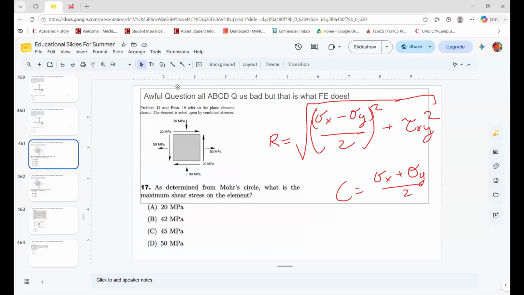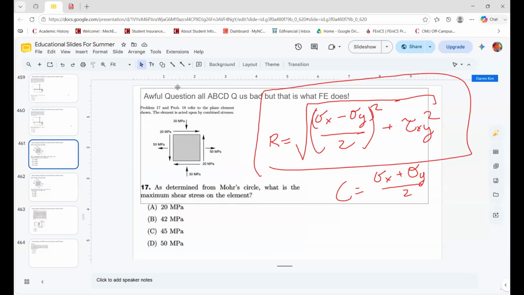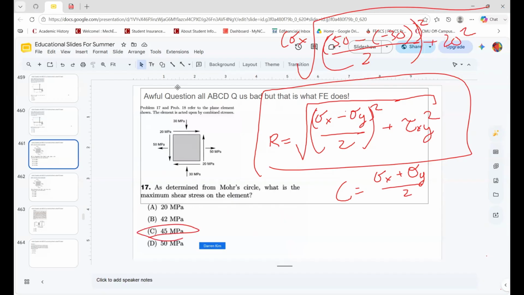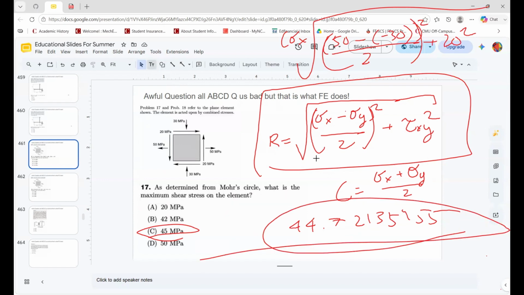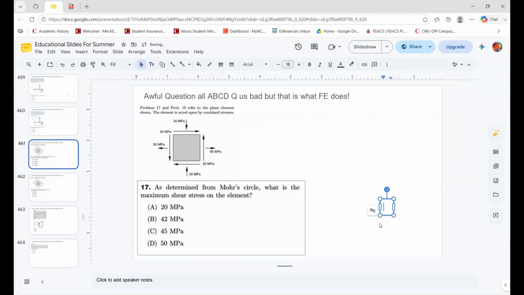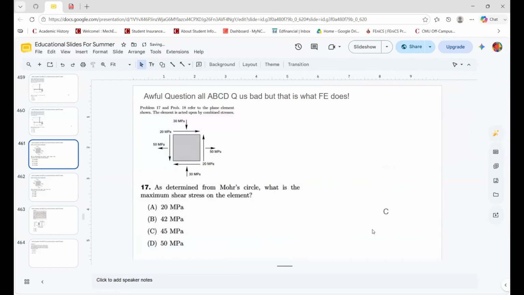So, oh no, I'm right the first time. It is just this. I just made a mistake here because no, this is right. But when I plug into my calculator, you should plug in 50 minus 30 because it's x direction squared divided by 2 in parentheses, plus tau, which is 20 squared. This should be the answer. Anyway, I get 44.7213595. So I get this, which is C.